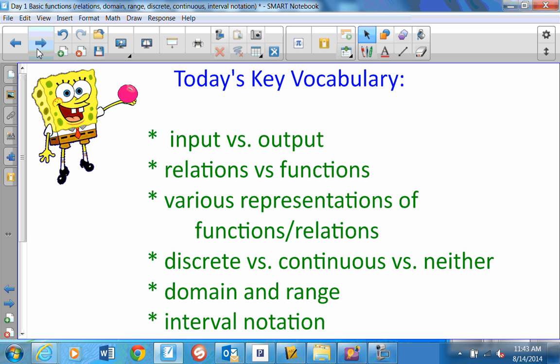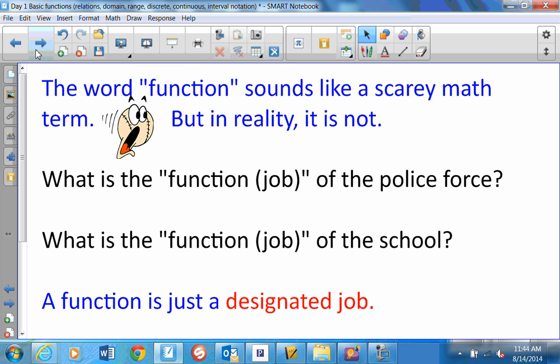So here's our key vocabulary for today. We're going to be talking about inputs and outputs, which we kind of alluded to in our warm-up with domain and range. We're going to talk about the difference between a relation and a function, various representations of functions and relations, and if a relation is discrete or continuous or neither. Domain and range again, and we're going to do this thing called interval notation. So that gives you a little folder for your brain to put these things in as we start.